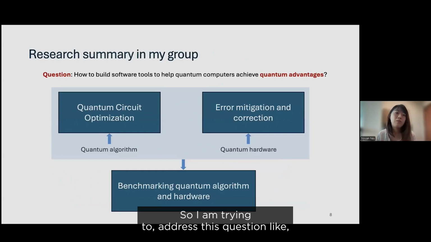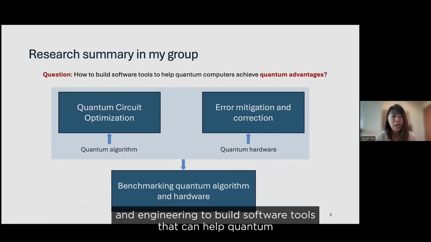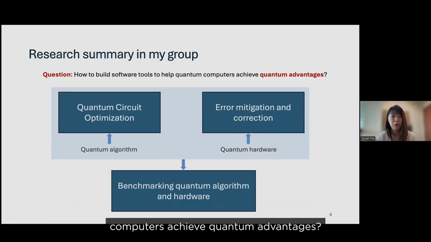So I'm trying to address this question, like how can we leverage the expertise from computer science and engineering to build software tools that can help quantum computers achieve quantum advantages. My research spans 3 different areas.